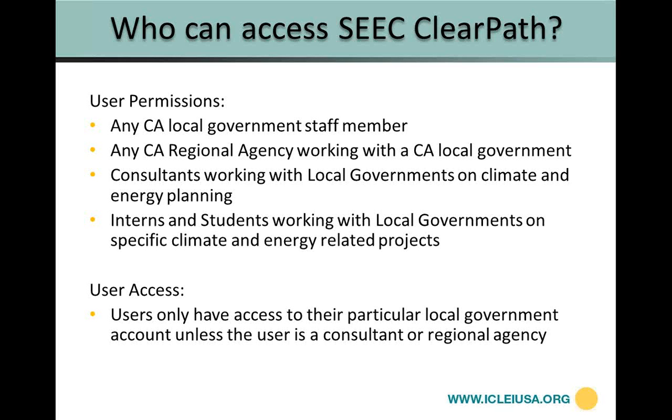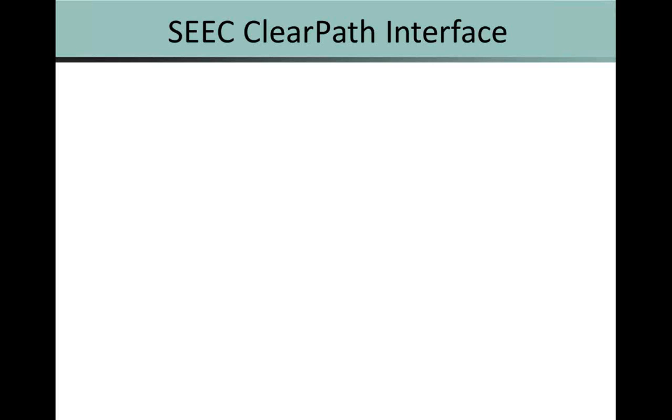So in terms of the SEEC ClearPath interface, the way in which we designed this is we set it up the same way we set up the 5 milestones. We want local governments to go through milestones 1, 2, 3, 4, and 5 to really give them that guiding light towards comprehensive strategic planning around actions and greenhouse gas emissions. So again, it starts with the inventory module.